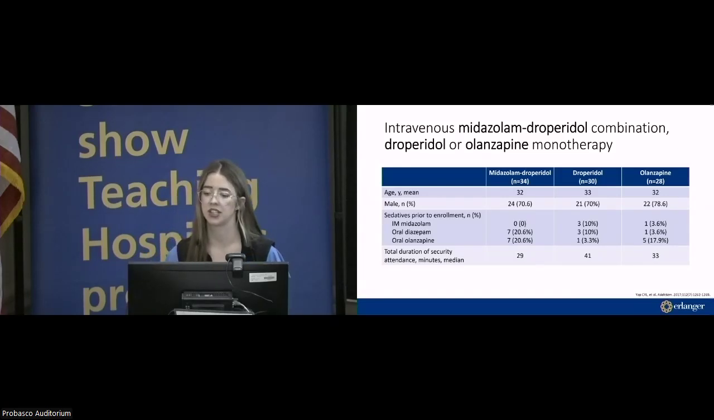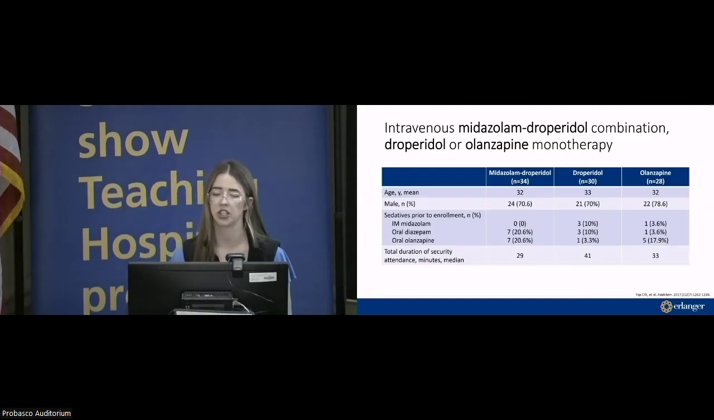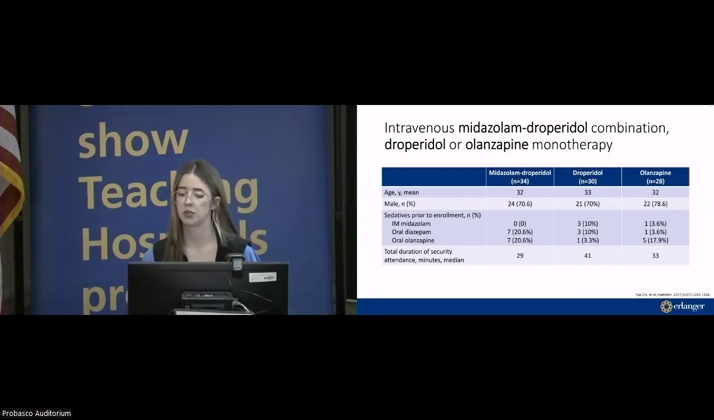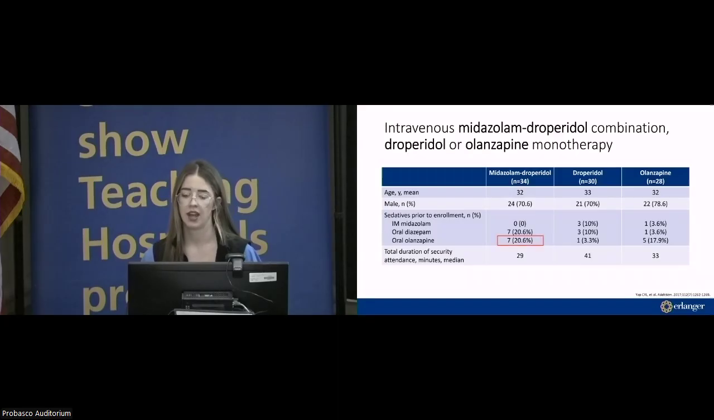Here are the baseline characteristics for the methamphetamine subgroup. Age and sex distribution were similar across the 3 treatment arms, with the mean ages in the early 30s and predominance of male patients, which is consistent with the population commonly seen with stimulant intoxication. A portion of patients received prior sedative therapy before randomization. So this is commonly oral diazepam or oral olanzapine. And also note that 20% of the midazolam droperidol group also received oral olanzapine prior to randomization.